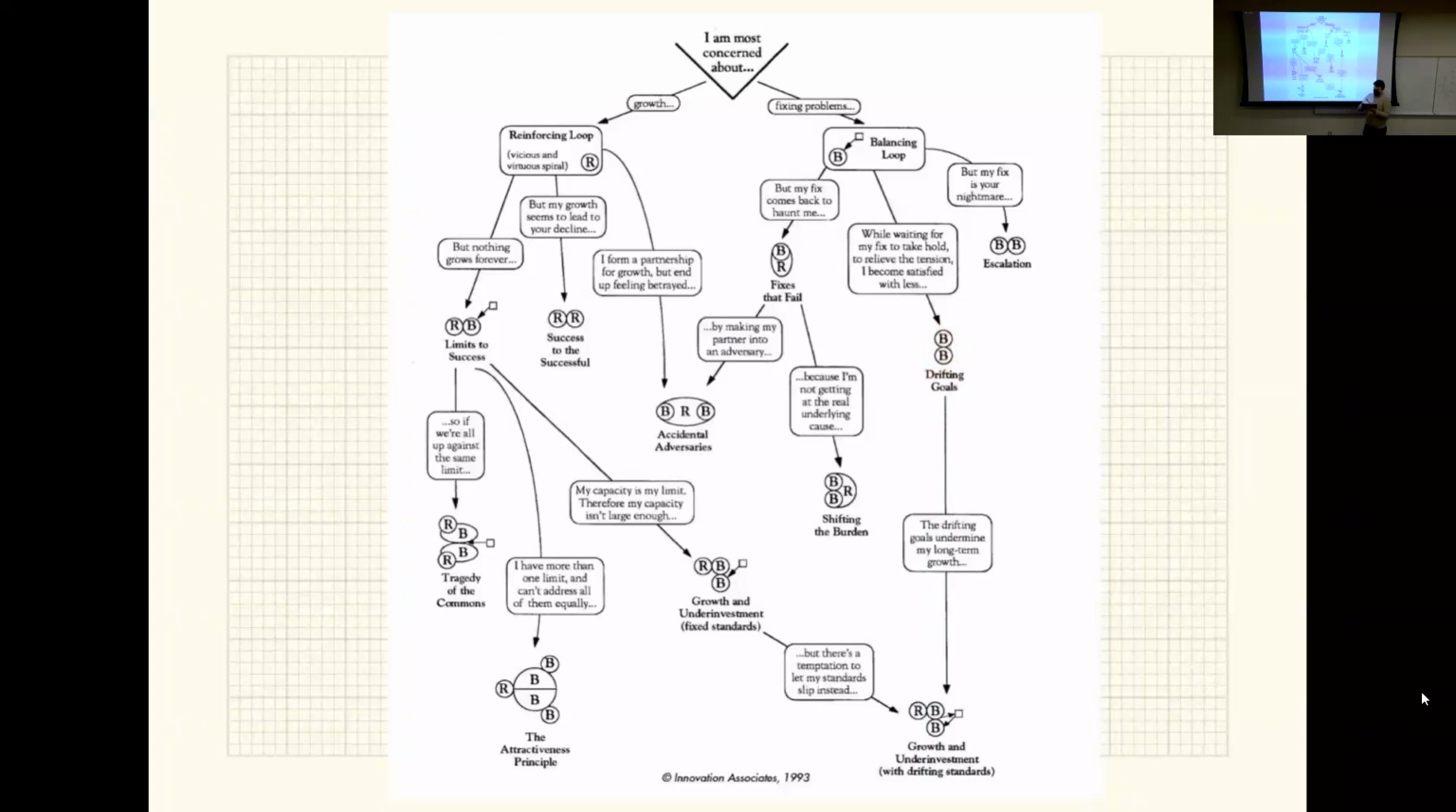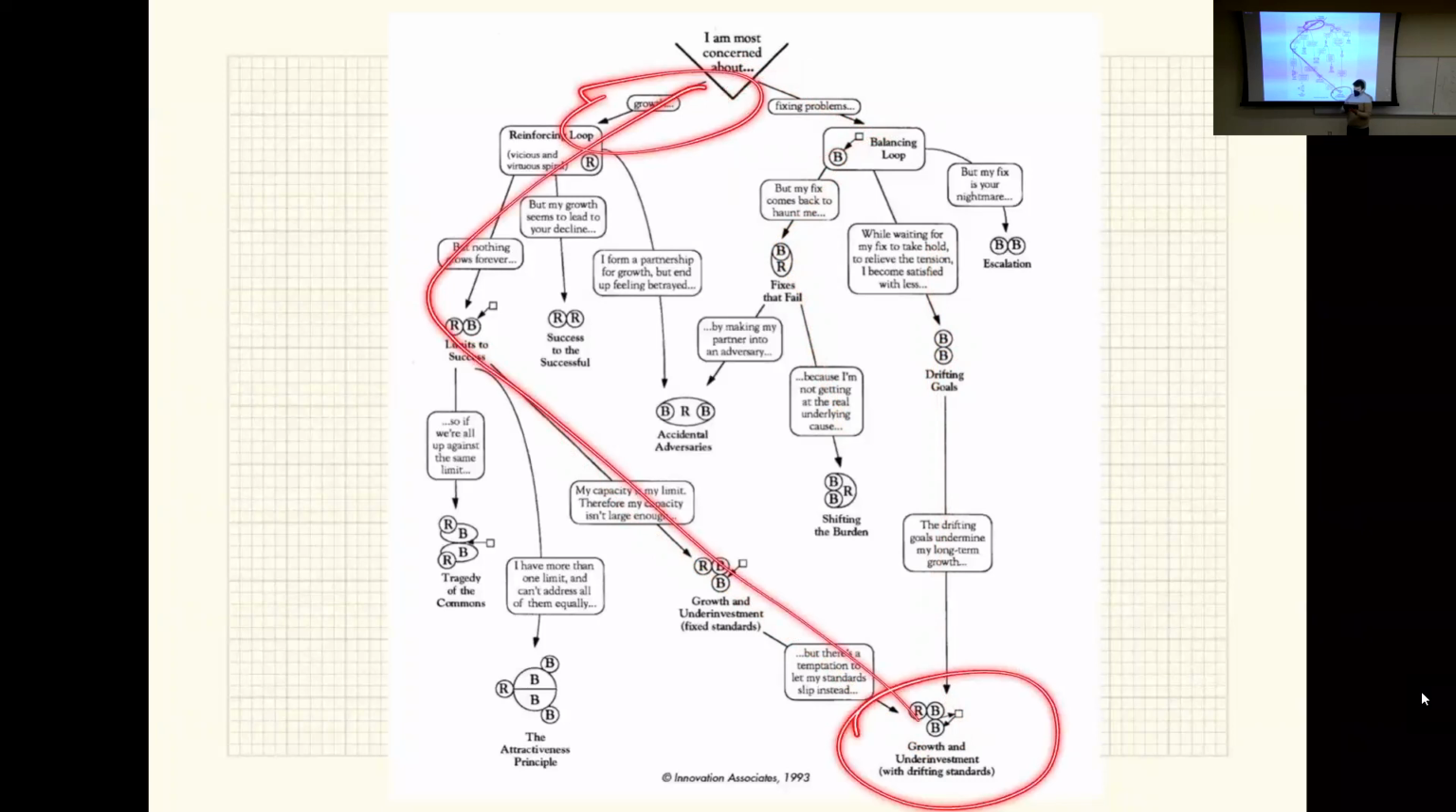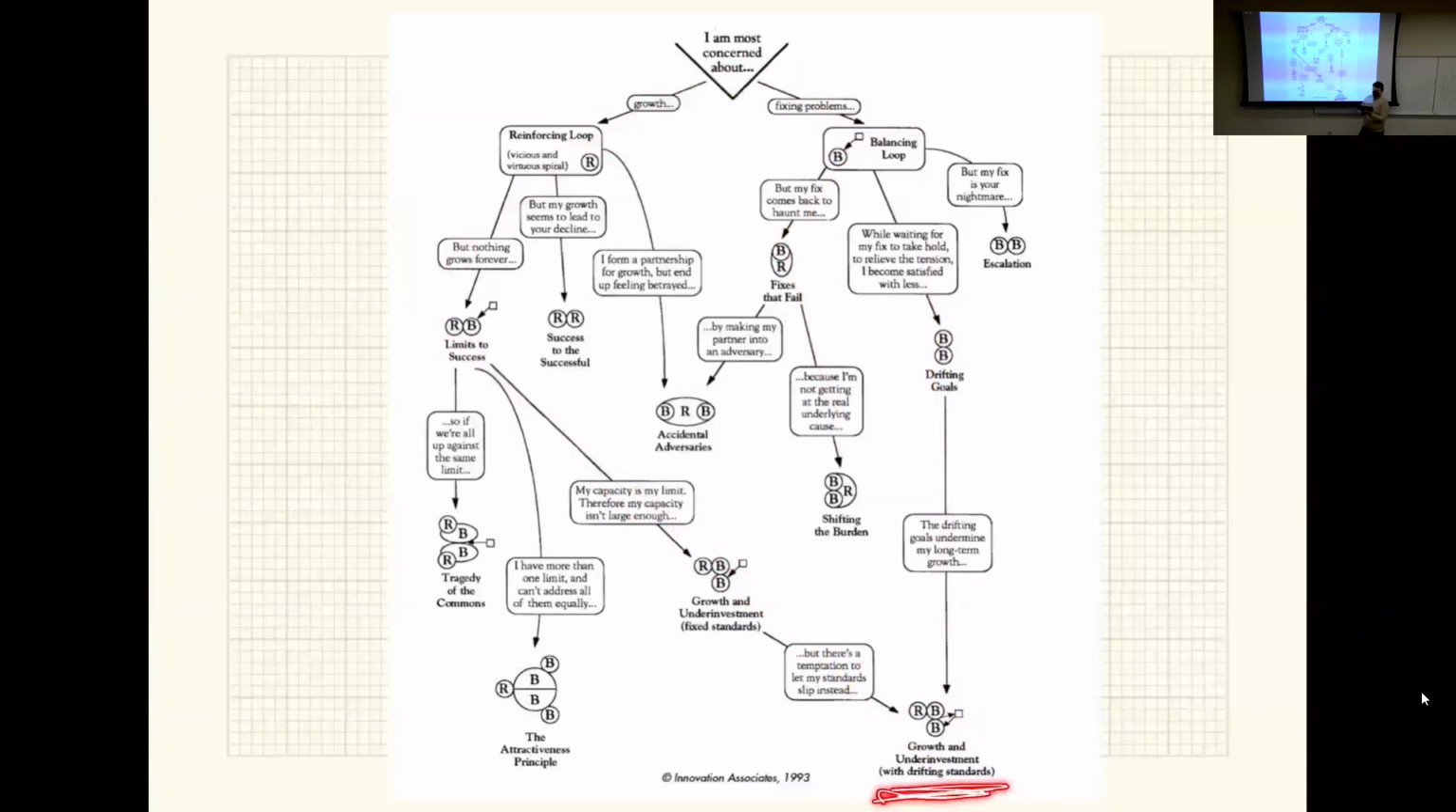So you can walk through this tree and you see that instead of seeing a bunch of independent archetypes, like in the Kim and Lannon article, what you really see is that there's a whole lot of relationships. There are even some convergent relationships where fixing problems and growth end up coming together in this growth and underinvestment problem here.